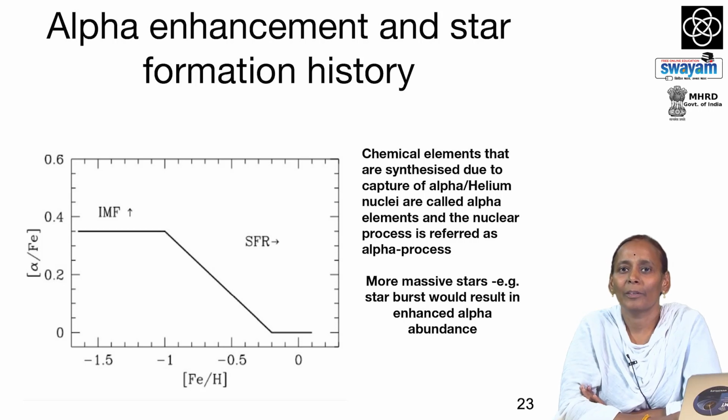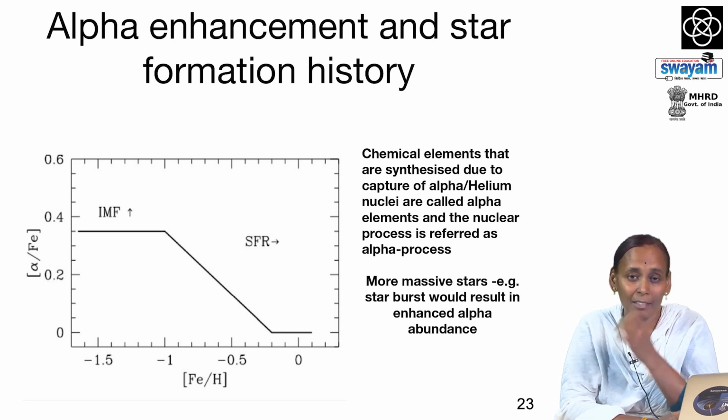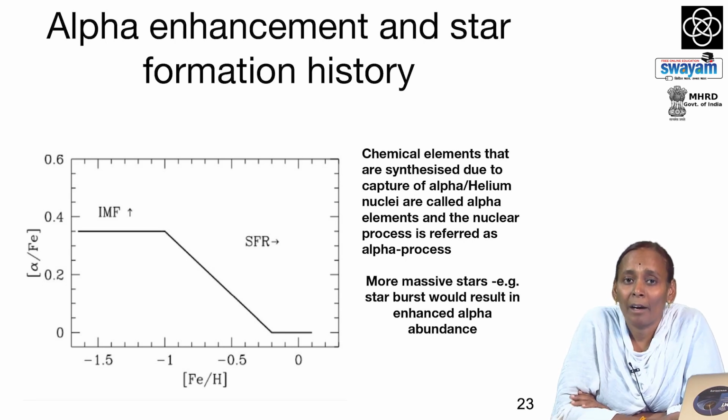So, this is one of the classical examples of how alpha enhancement relative to iron probes the star formation history of any galaxy. This plot is just a schematic diagram. What is shown on the x-axis is iron abundance, and the y-axis is the alpha abundance. It could be any of these: oxygen, magnesium or silicon abundances.